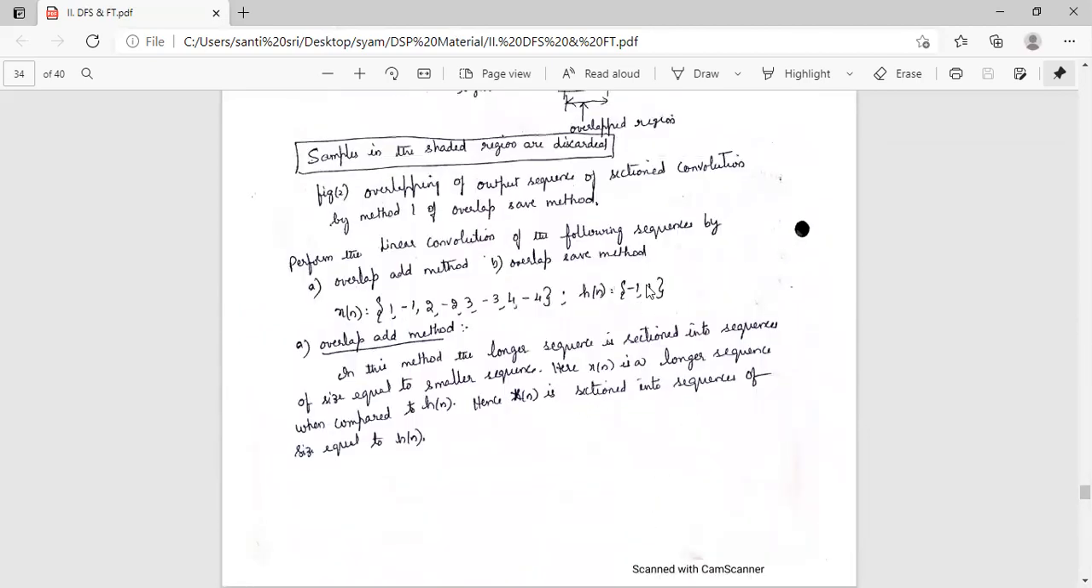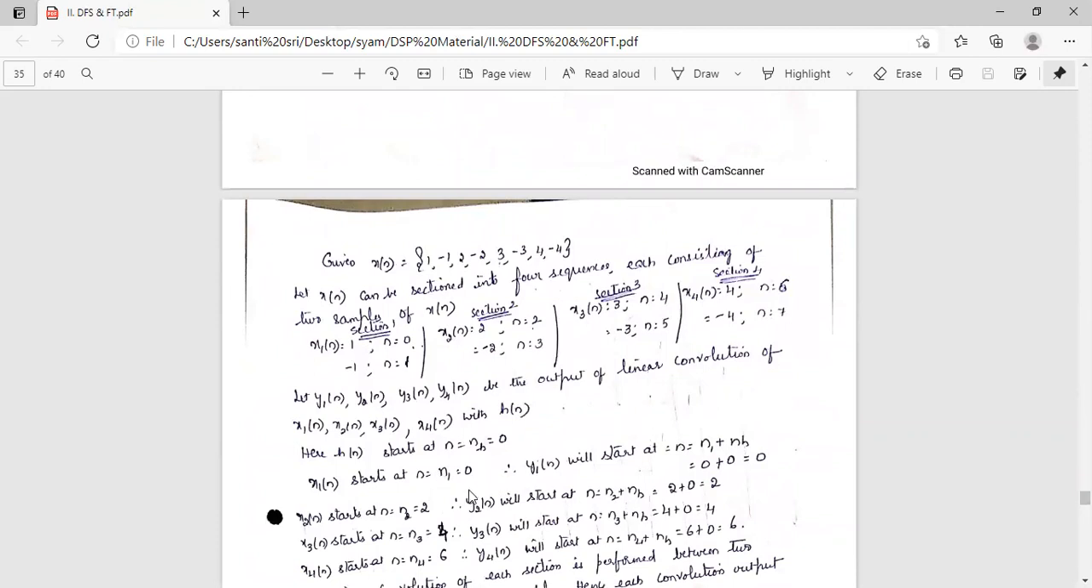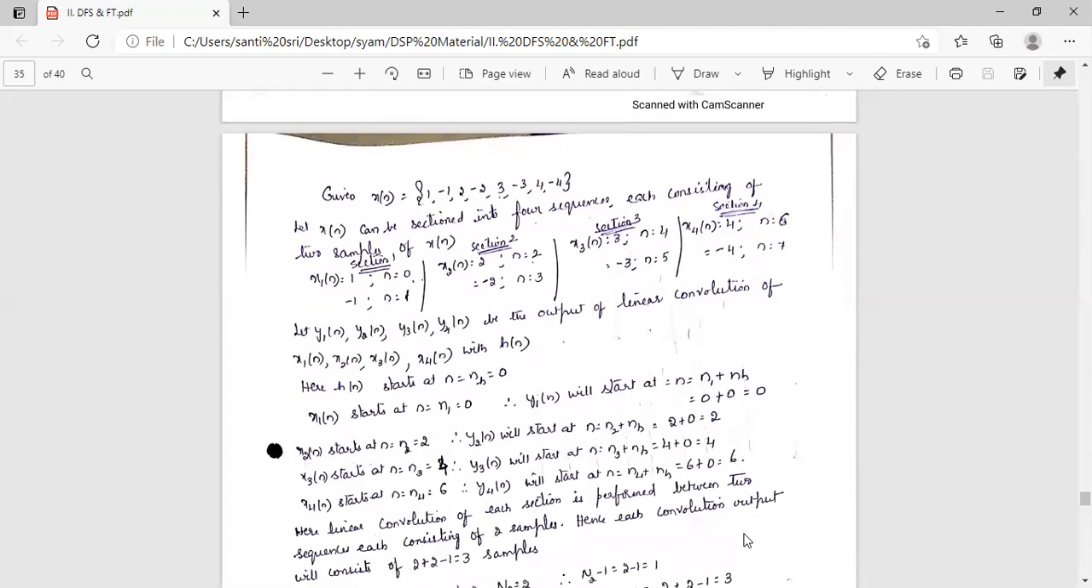So here h of n starts at n equal to 0, right? It also starts at n equal to 0, and x1 starts at n1 equal to 0. So y1 of n will start at n1 plus n2, that is 0 plus 0, that is 0. Similarly, x2 starts at n equal to 2, so y2 of n starts at 2 plus 0, 2. Similarly, x3 of n starts at 4 plus 0, 4. And x4 starts at 6, so 6 plus 0, 6. Like this, the 4 sections will start at these points: 0, 2, 4, and 6.